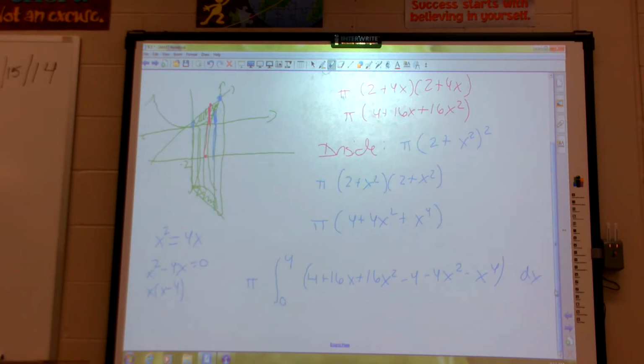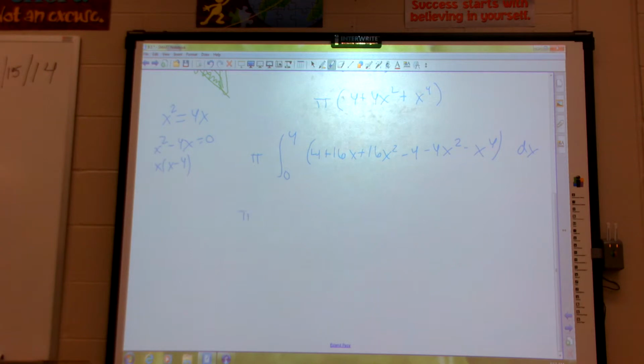Okay, let's clean this up. So I have pi, the integral is 0 to 4. Oh, the 4's cancel, that's nice. So I have, let's see, 16x plus 12x squared minus x to the fourth. Is that correct? Okay, let's take an antiderivative. What's the antiderivative of 16x? 8x squared, 12x squared, 4x cubed, minus x to the fifth. Evaluate from 0 to 4.